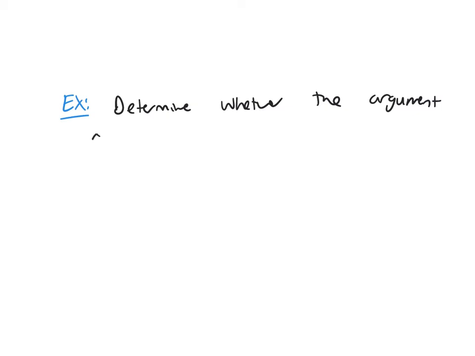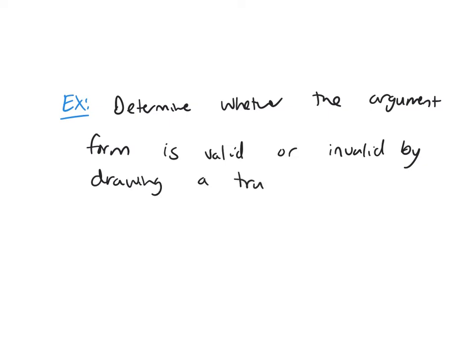So let's look at an example here. Determine whether the argument form is valid or invalid by drawing a truth table.